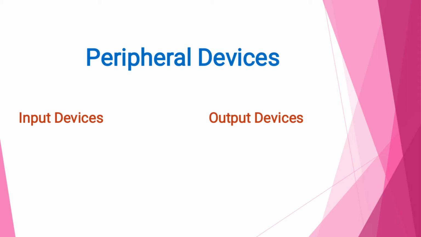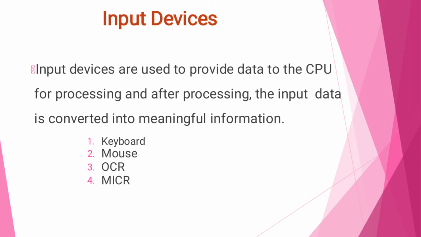Now we are going to discuss input devices and output devices. The input devices are used to provide data to the CPU for processing, and after processing, the input data is converted into meaningful information. Some examples of input devices: keyboard, mouse, OCR and MICR.